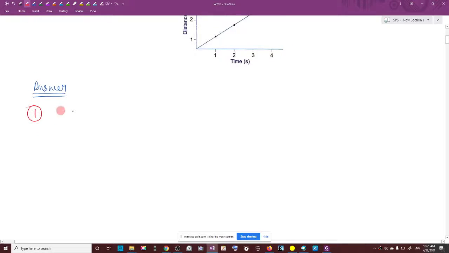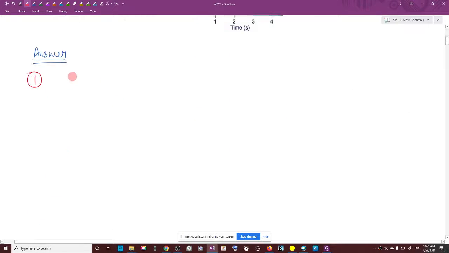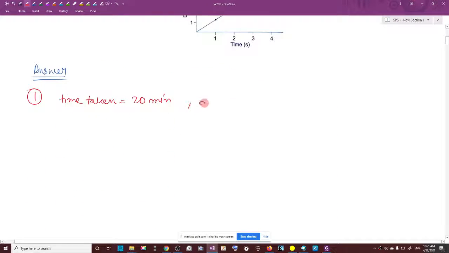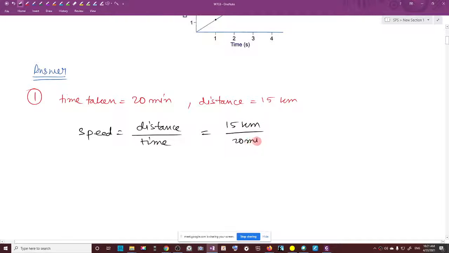The time taken equals 20 minutes and the distance covered is 15 kilometer. How do we write speed? Speed equals distance by time. What is the distance? It is 15 kilometer. What is the time? 20 minutes.